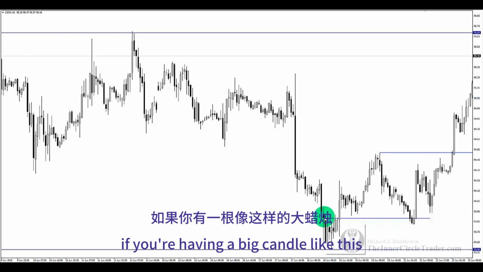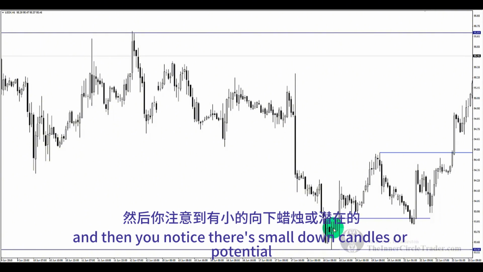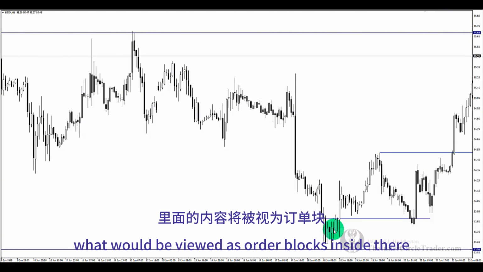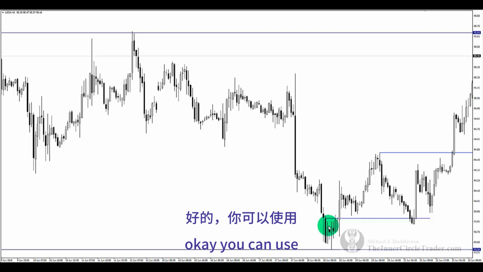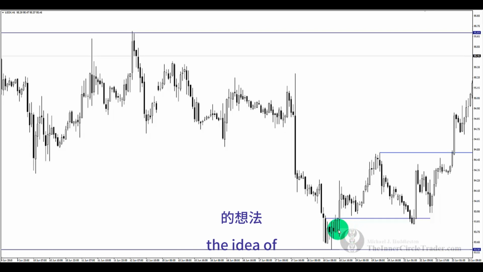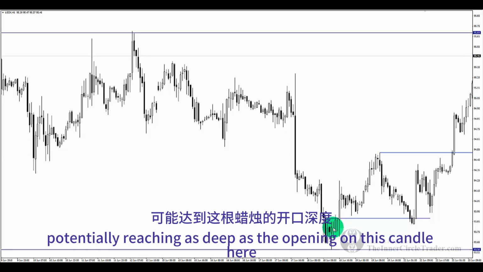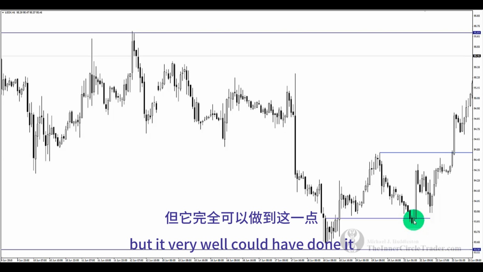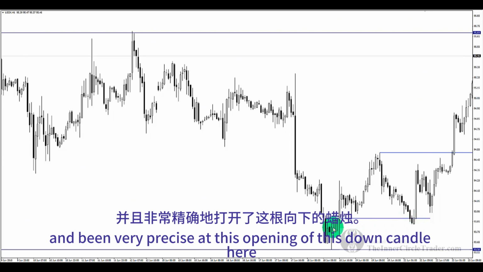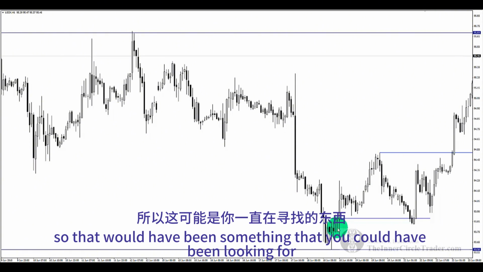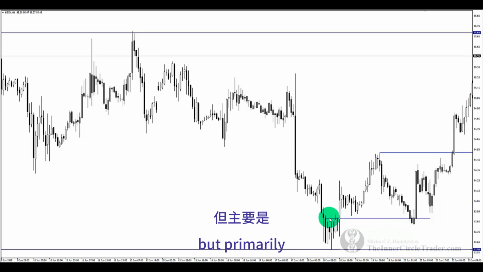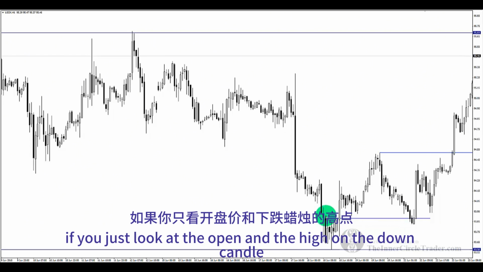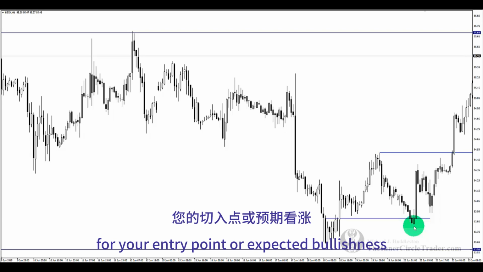Going back to this area over here, if you're having a big candle like this and you notice there's small down candles or potential what would be viewed as order blocks inside there, and they have wicks above it, okay, you can use the idea of potentially reaching as deep as the opening on this candle here and filling in this wick. Okay, but it doesn't do it here, but it very well could have done it and been very precise at this opening of this down candle here. So that would have been something that you could have been looking for, anticipating. Okay, but primarily if you just look at the open and the high on the down candle, that's where you're going to be looking at for your entry point, okay, or expected bullishness.